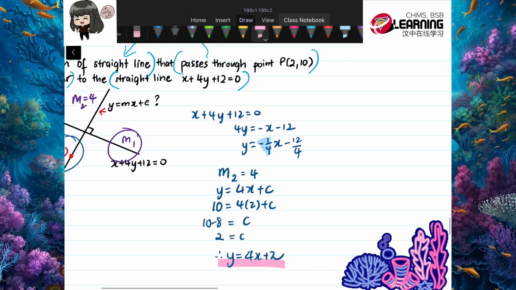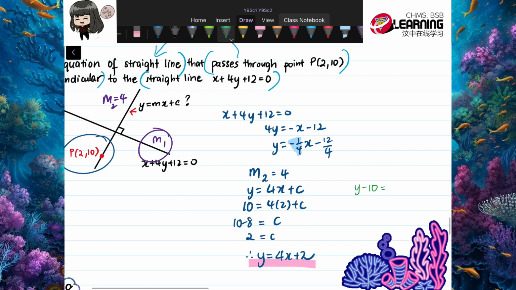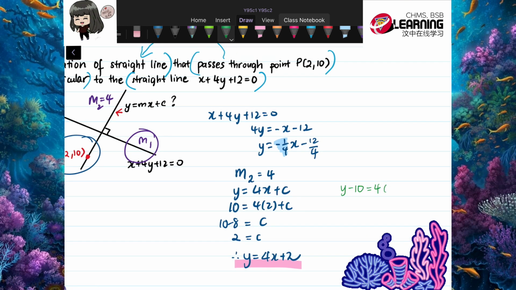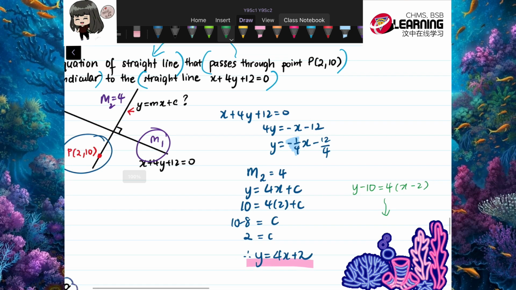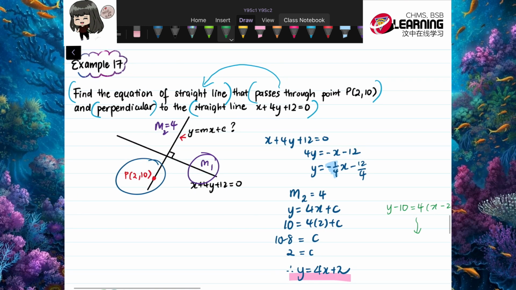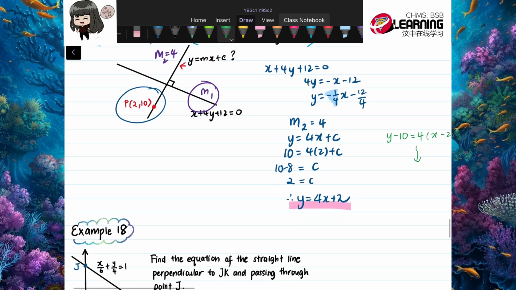Ta-da! Or you can use y minus y1 equals the gradient. Don't use negative 1 over 4. Wrong, because that one is the gradient for the other line. Use 4, and then x minus 2. When you do this, you will still get the same equation. It's up to you which one you want to use. Okay, that's example 17, so we go to example 18.